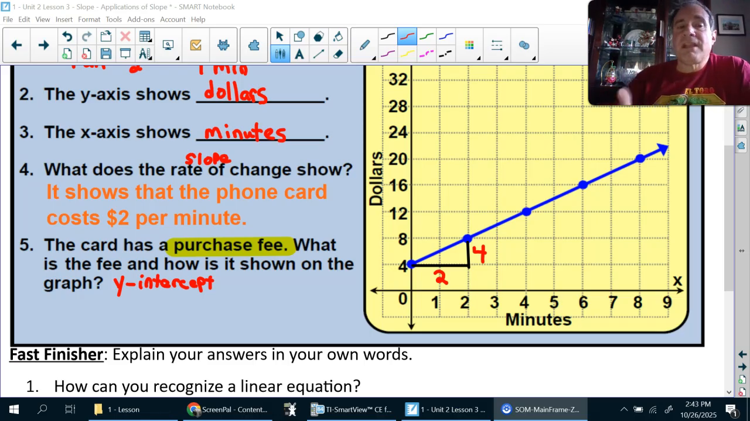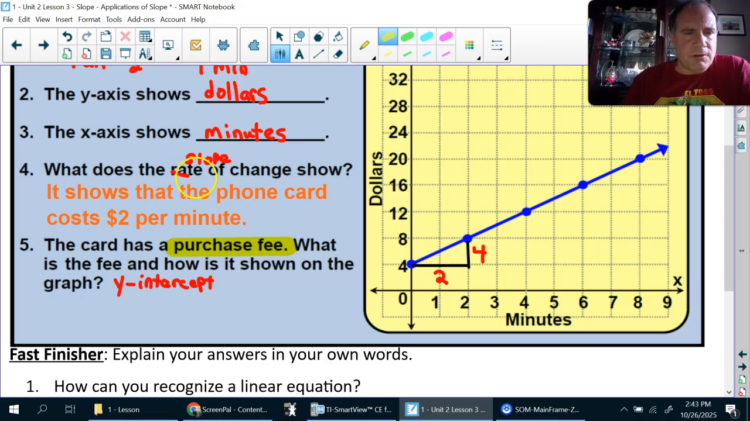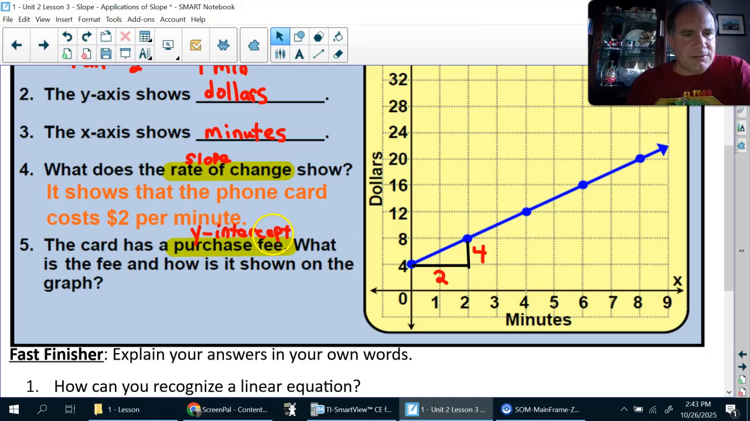And remember, we're talking about rate of change here. And rate of change, when you see those words, it is slope. All right, so we're talking about slope. Rate of change is slope. Purchase fee is y-intercept. So we're talking about the y-intercept when we're talking about the purchase fee.